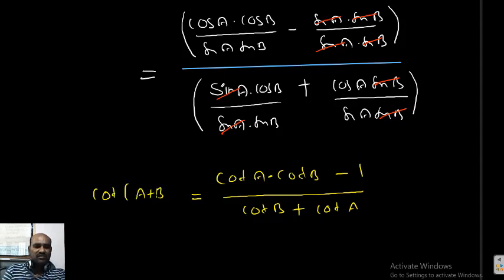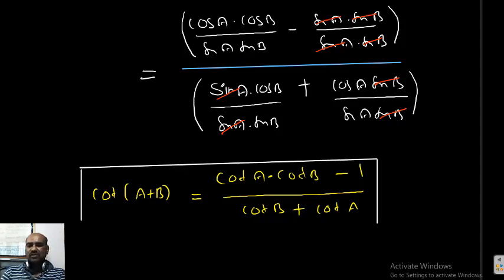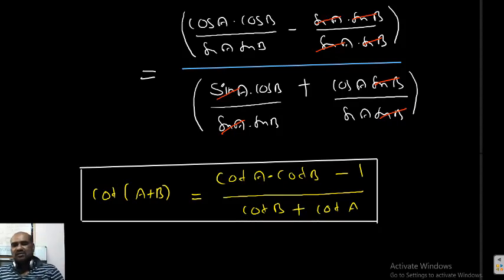You should remember it. The chapter trigonometry depends fully on formulae, so without formulae we can't solve the problems in this chapter. The chapter is memory based, so you should remember all these results. So what I got is cot of A plus B. Next, note students, I want cot of A minus B now.